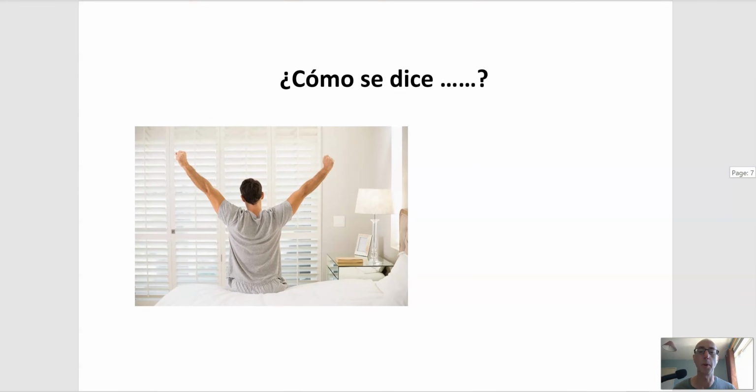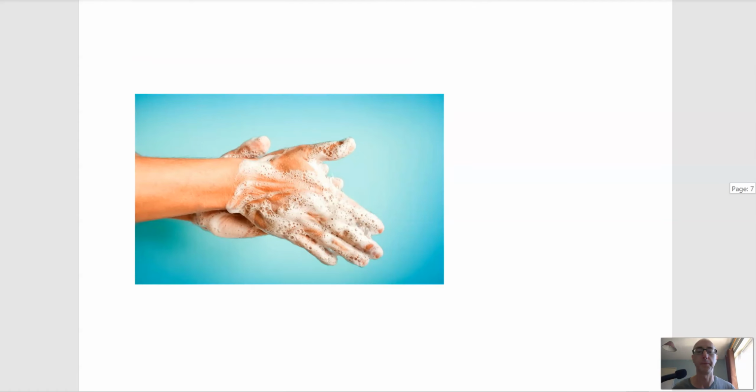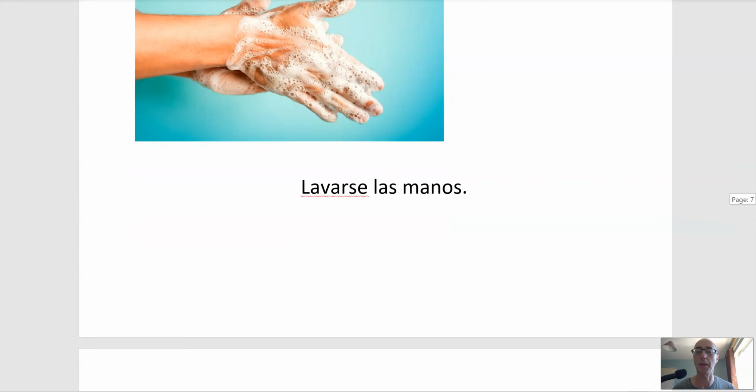So let's see if you can remember the infinitives first. So we're just looking at the infinitives of the verb for now. ¿Cómo se dice? En español, ¿cómo se dice? Empieza con L. Give you 1 second. Levantarse, exactamente. ¿Cómo se dice? Again, I'll give you a second. Lavarse las manos. Lavarse las manos.